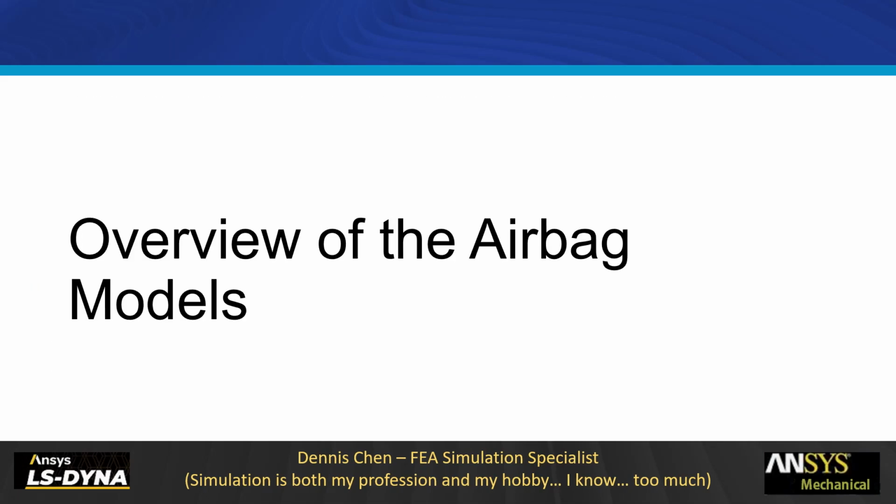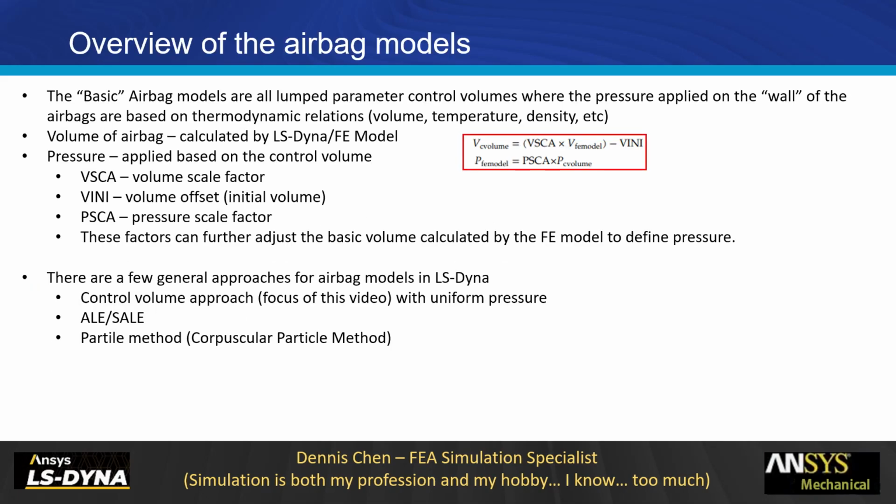All right, so overview. Airbag models are basically these lumped parameter CV models, control volume models. We calculate the volume of the airbag based on the FE model, and then the pressure is applied to the control volume inside the wall based on various factors. You can scale this pressure, you can offset this pressure, based on the initial key card in any airbag model. And then the thermodynamic state, the thermodynamic relations of the airbag volume, temperature, and density of the gas, and so on and so forth, defines how much pressure is then applied to the wall.